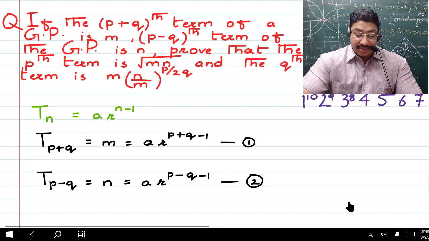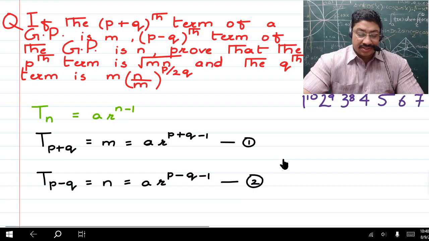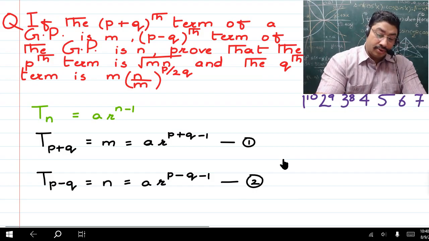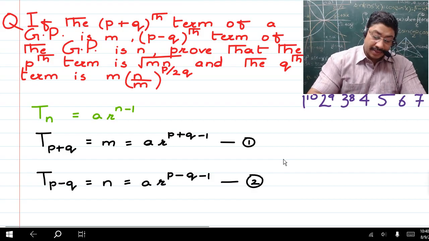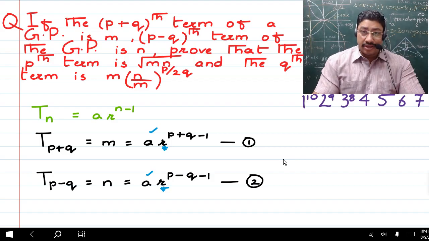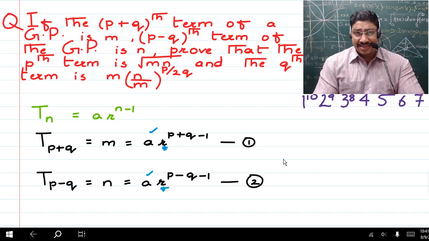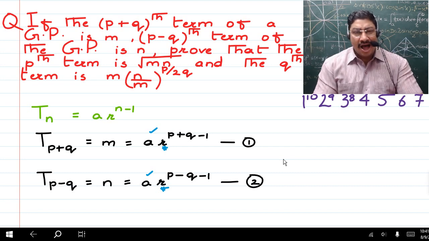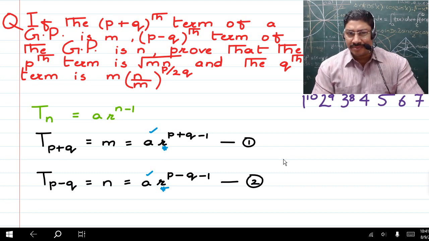Now we get to see that we have two equations and there are two unknowns. I hope you can easily see it, so I'll just mark it and show it to you. That is, the first unknown children is a, right, which is there in both the equations, and the second unknown is this r, which is again in both the equations. So elimination will be best, and I'm sure you can tell me how we are going to eliminate one variable. That's pretty simple.